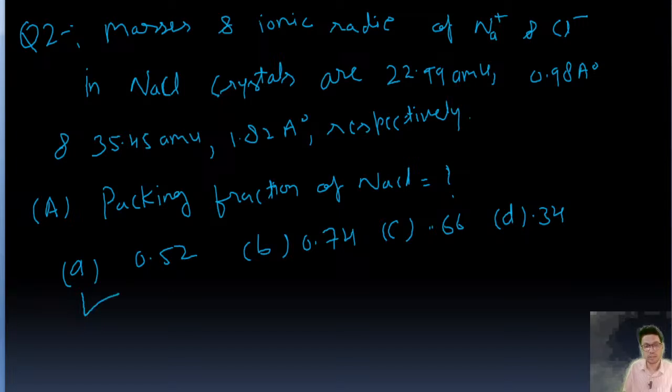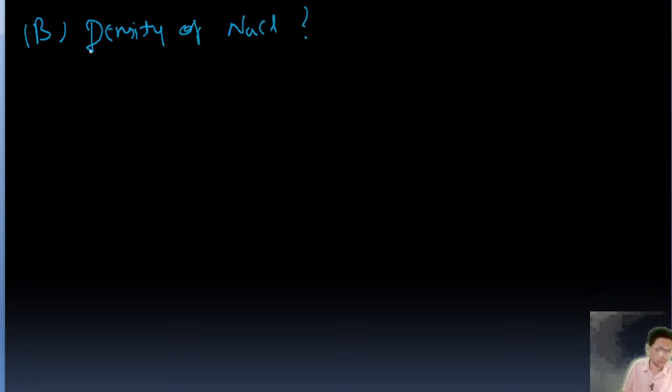Now the second part of this question, part B. You need to find the density of NaCl. Okay, the density of NaCl you need to find out. Options are given. Option A, 4.2 into 10³ kg per meter cube.